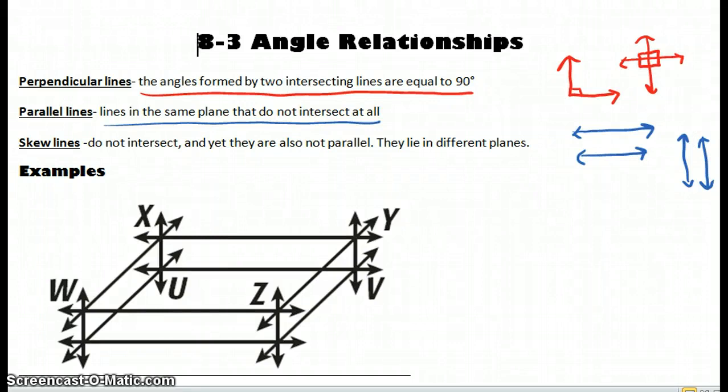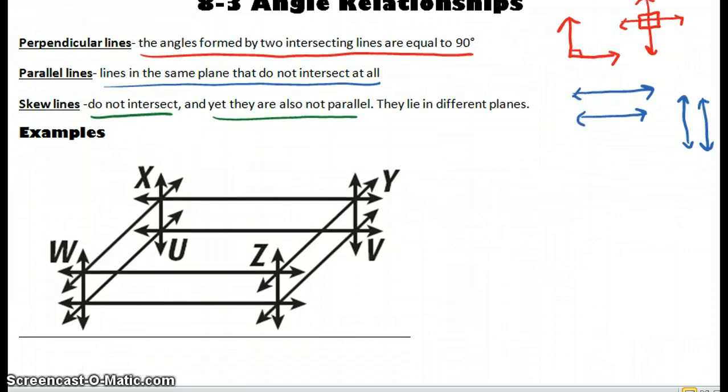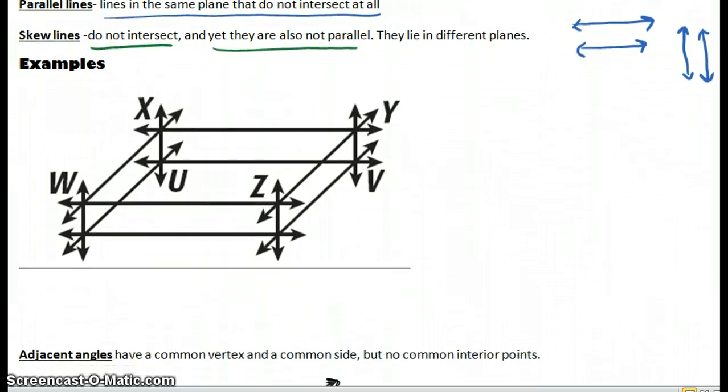Our next word is new to us. It's skew lines. They do not intersect and they are also not parallel. They lie in different planes. As you remember, a plane is a flat area that continues out in all directions. It has length and width, but it doesn't have height.